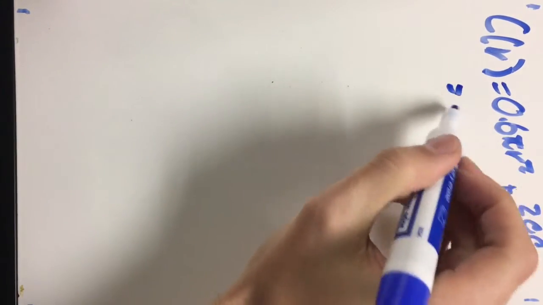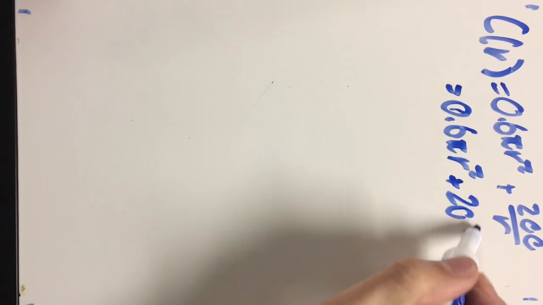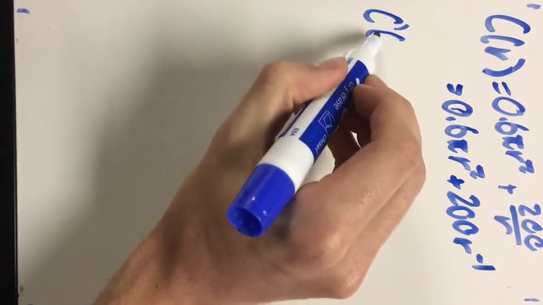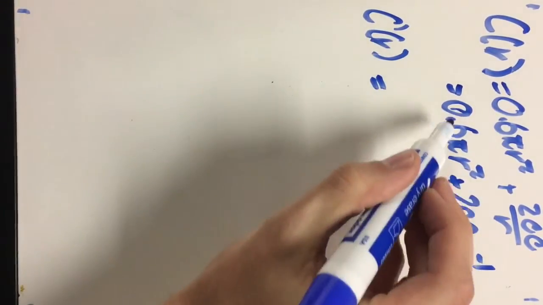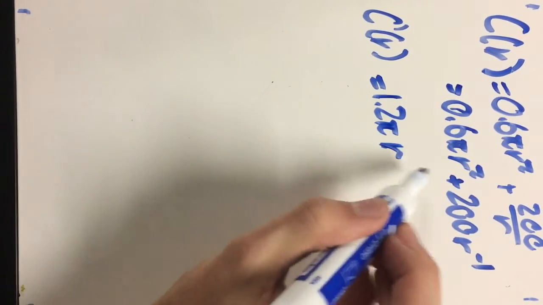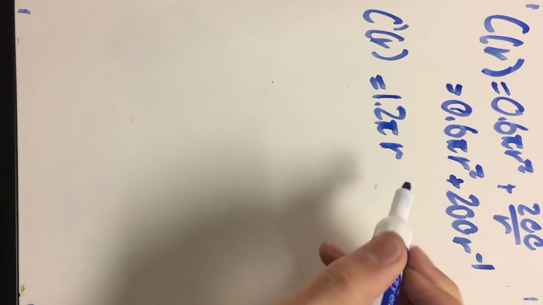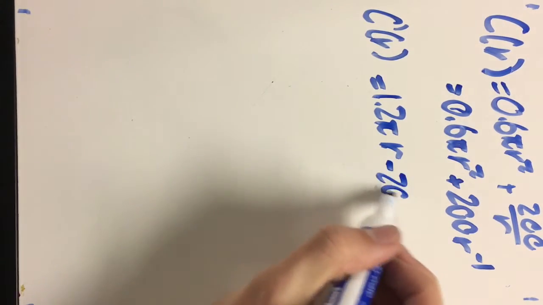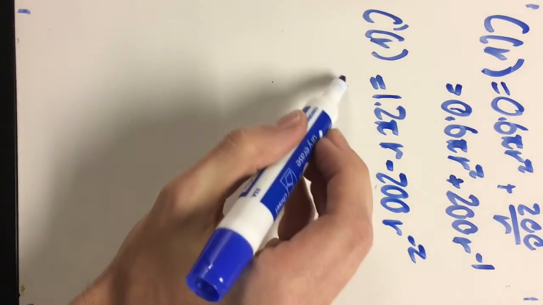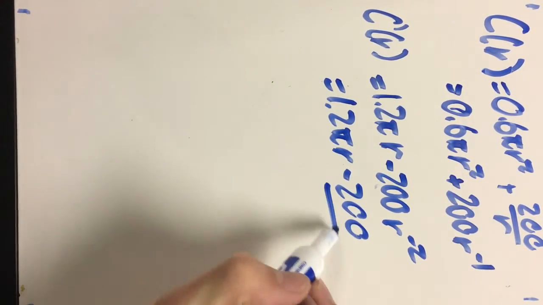And we're just going to make it a little bit simpler to differentiate by bringing the r in this piece up into the numerator. So it's going to be 200 times r to the negative 1. So to differentiate, we're going to bring down the exponent and multiply it by the coefficient. So 1.2 pi times r to the exponent minus 1, so r to the 1, which is just r. And then we're going to bring it down, minus 200 r to the negative 2, which simplifies to 1.2 pi r minus 200 over r squared.